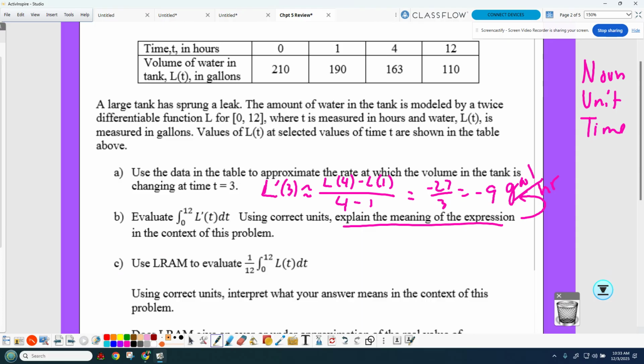And if you've ever seen water leaking from stuff, if it's full and it pops a leak, it's coming out a lot faster than when it's almost empty. It's kind of dribbling out at the end. Okay.